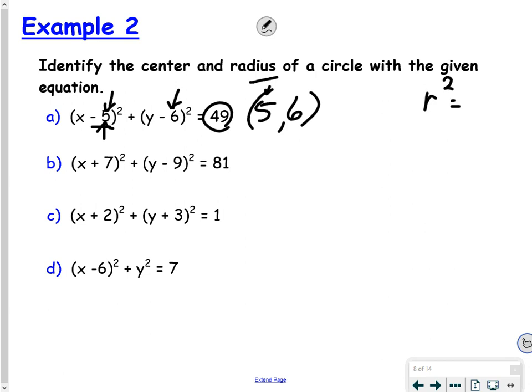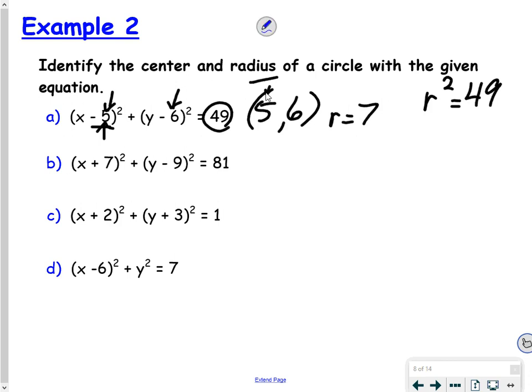For the radius, r squared is 49. So all we've got to do is take the square root, and we'll get the radius. Obviously, the radius isn't going to be -7. We're talking about a circle. It's got a length, the distance between the center and a point on the circle, so it's got to be positive.